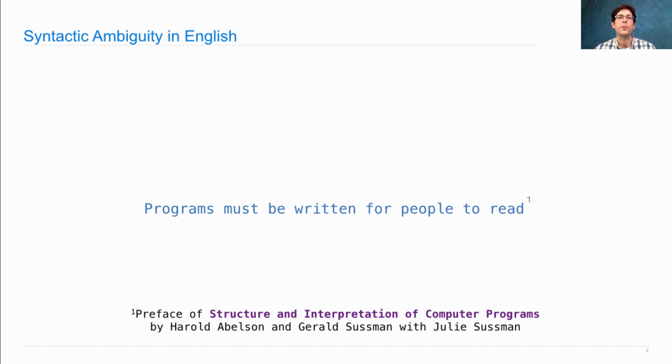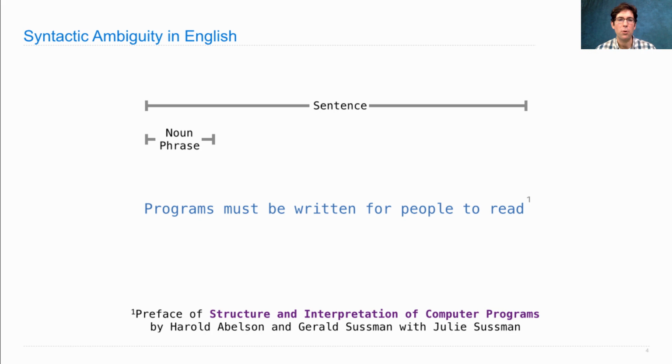We can look at the structure of this sentence by saying that the whole thing is a sentence, and it starts with a noun phrase that's the subject of the sentence, and that's programs, followed by a verb phrase that describes some predicate about programs, that they must be written for people to read.